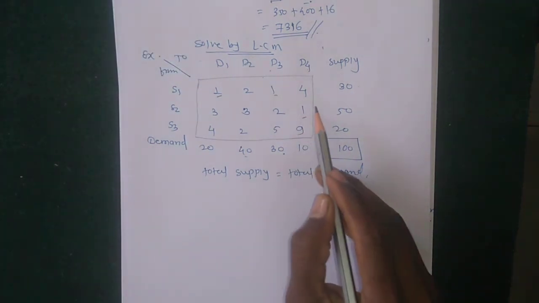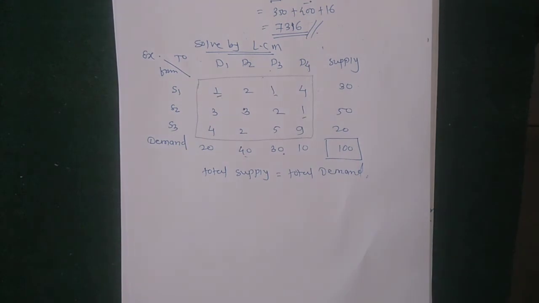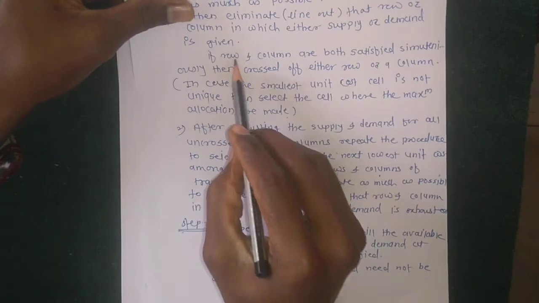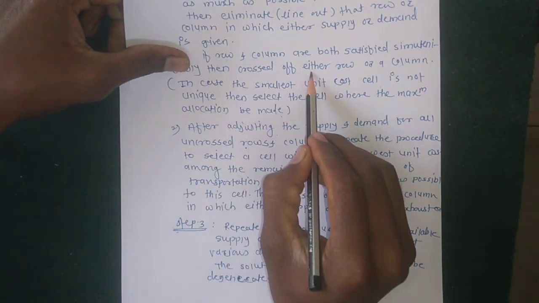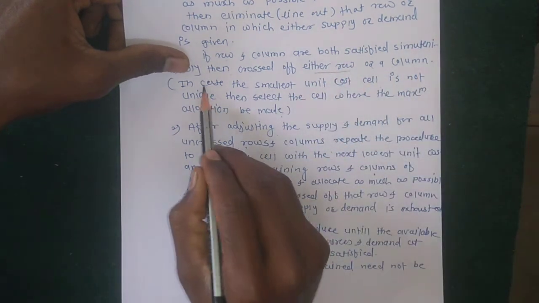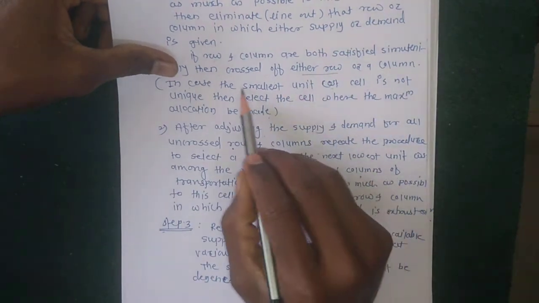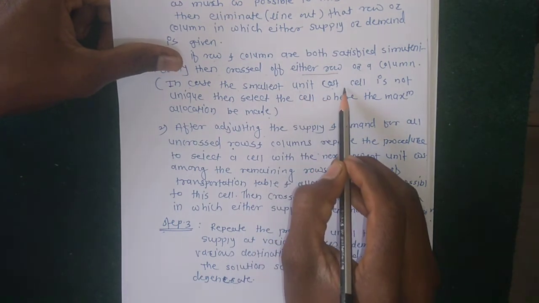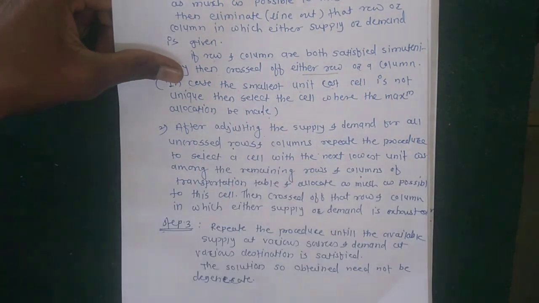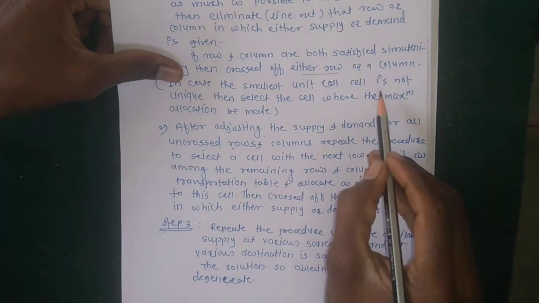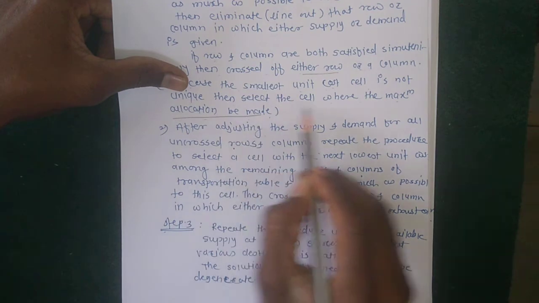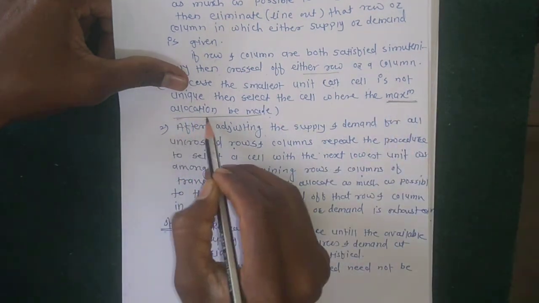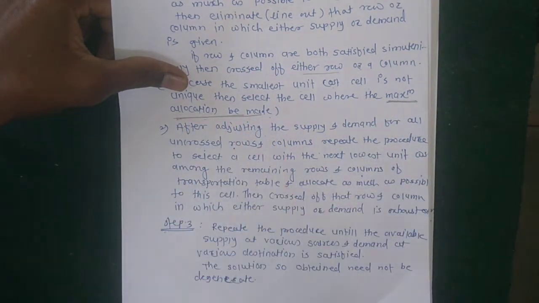So how do we select this? Here it is given that if the row and column are both satisfied simultaneously, then cross off either the row or the column. In case the smallest unit cost cell is not unique, then select the cell where the maximum allocation can be made. This is very important: select the cell where the maximum allocation can be made.